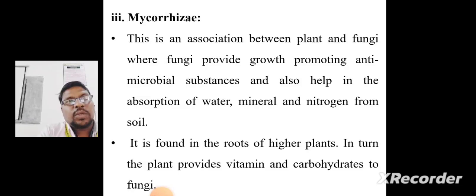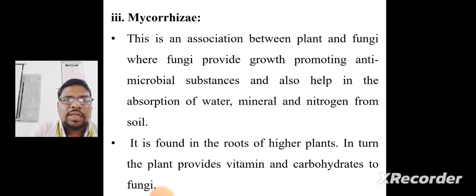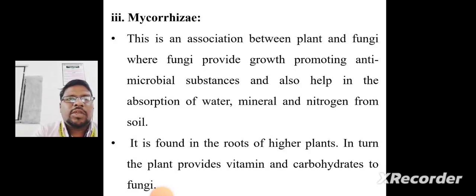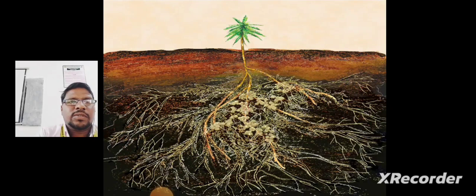Next is mycorrhiza. This is an association between a plant and fungi, where the fungi provide growth-promoting and antimicrobial substances and also help in the absorption of water, minerals and nitrogen from the soil. It is found on the roots of higher plants, which in turn provide vitamins and carbohydrates to the fungi. These pictures show the mycorrhizal association with plants.